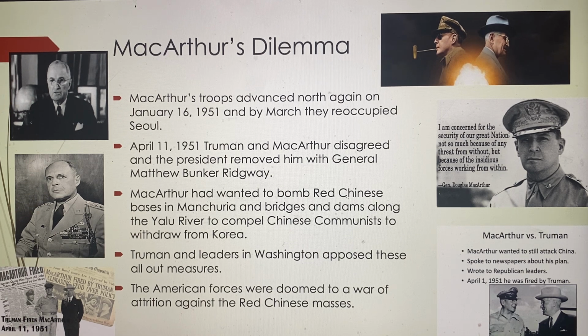And now we have what? He let Douglas MacArthur go, the great hero of World War II. And he already was getting prepared for this war. So MacArthur had wanted to bomb the Red Chinese bases in Manchuria and the bridges and dams along the Yalu River to compel Chinese communists to withdraw from Korea. So on the Yalu River, he thought we need to do this, we need to bomb this and everything. The Chinese are coming in, we need to get them out of there, right? That's what he was looking to win this war, right? He didn't believe in a no-win war. He said, we can't be containment. We need to go for it.